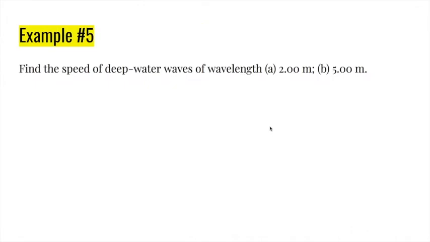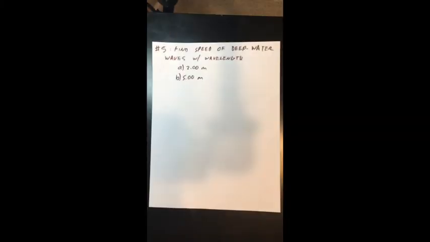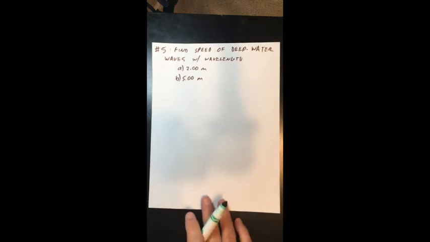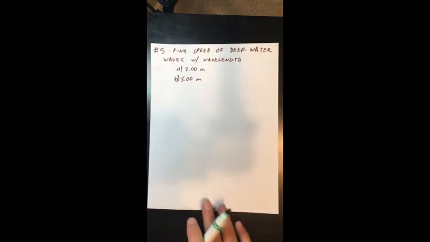Our example for that: speed of a deep water wave with a wavelength of 2 meters and a wavelength of 5 meters. For example number 5, we're looking at this deep water waves idea. So imagine you have a wave out in the middle of the ocean where it's very deep. So the ocean floor cannot be affecting the size of these waves. It's just too far away. So what we want to figure out is what's going to be the speed of these waves.